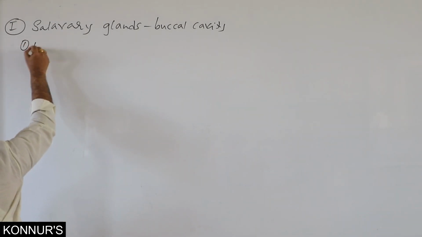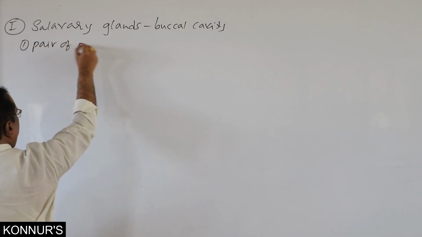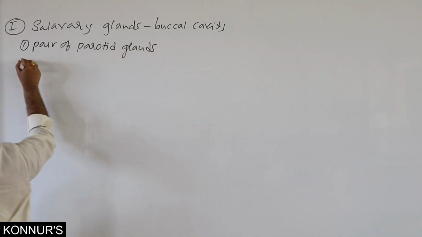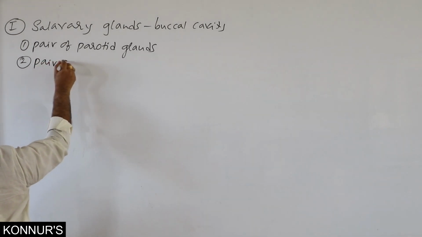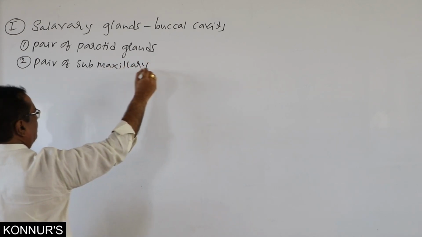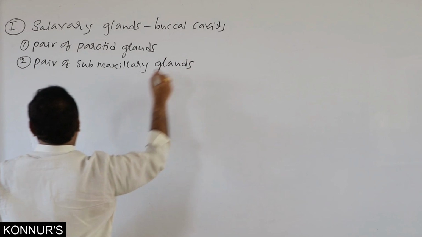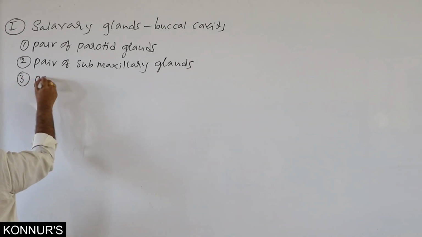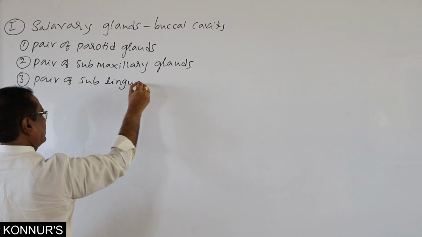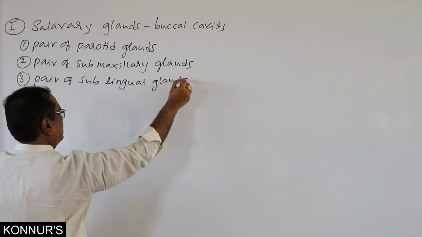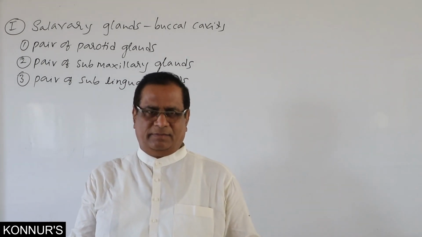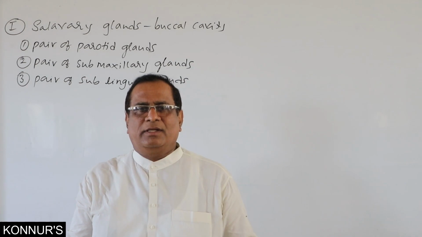One pair of parotid glands. Pair of submaxillary glands. Third is pair of sublingual glands. These are the 3 pairs of salivary glands, and all together secrete saliva.